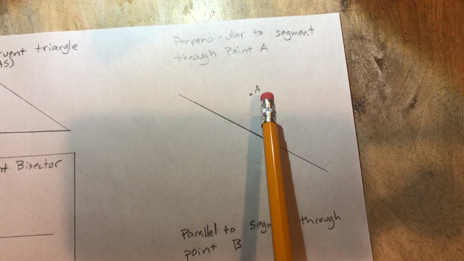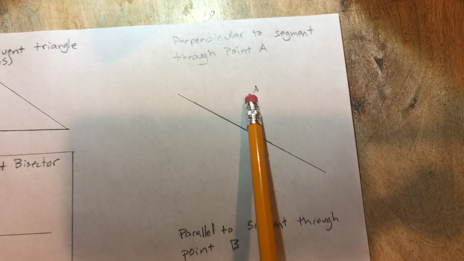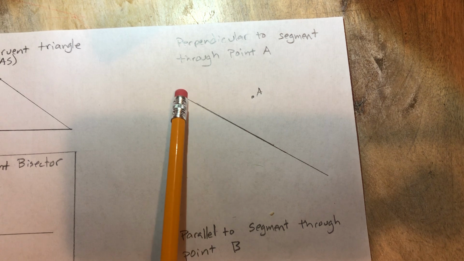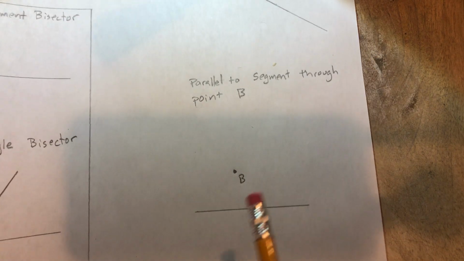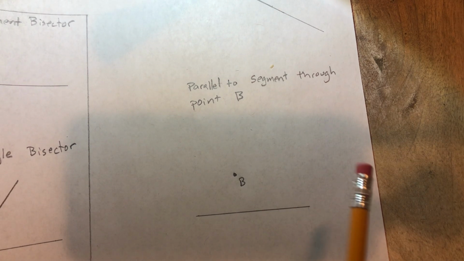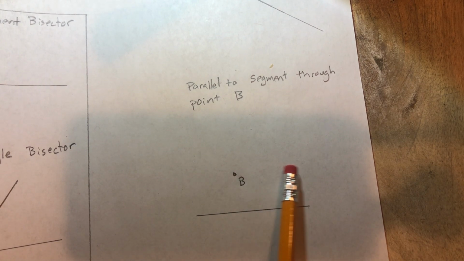and then we are going to do a perpendicular that goes through point A and is perpendicular to this line segment. Then we're going to do same idea here except for parallel. We're going to draw a parallel through B, and it's going to be parallel to this line segment.